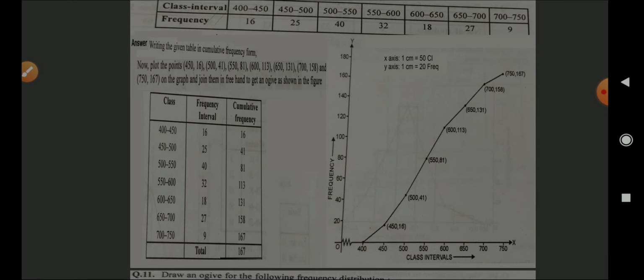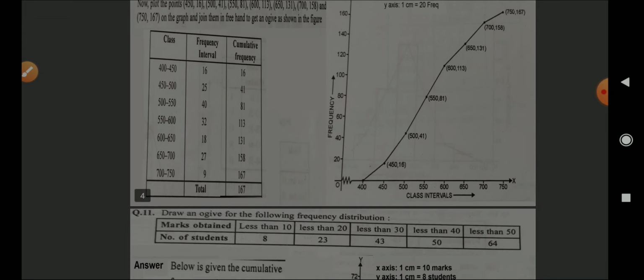So you are required to plot the graph in this manner, and with the help of a scale or freehand just connect the dots. Please do not forget to mention all these x and y values in brackets next to the respective dots, otherwise your marks are cut. Let us move on to sum number 11.